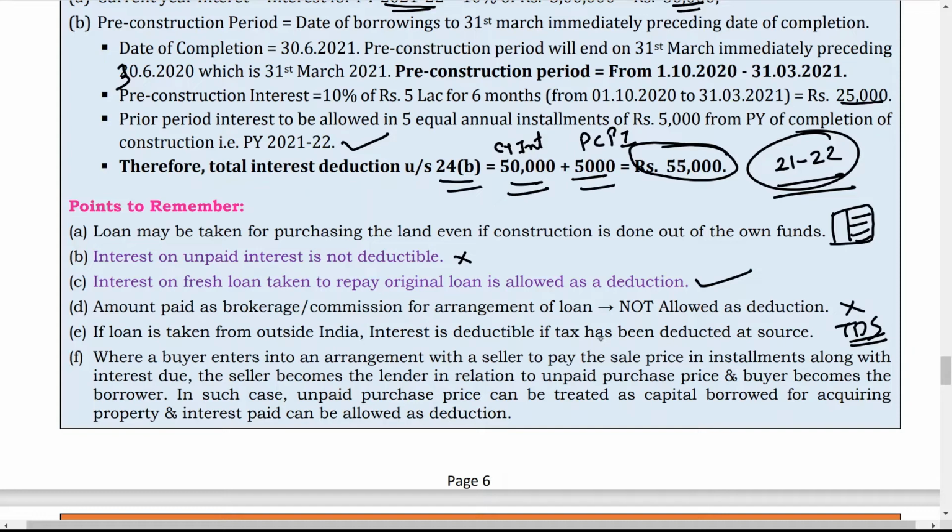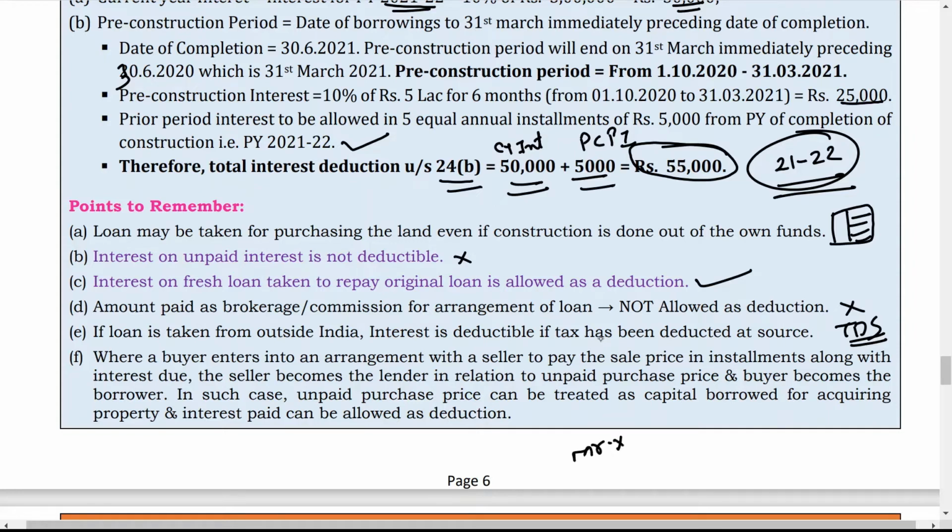Where a buyer enters into an agreement with the seller to pay the sale price in installments along with the interest due, means he agrees to pay the seller the amount in installments with interest. The seller becomes the lender. Here the seller becomes the lender because he is receiving the amount in installments for the house he wants to sell, and the purchaser becomes the borrower.